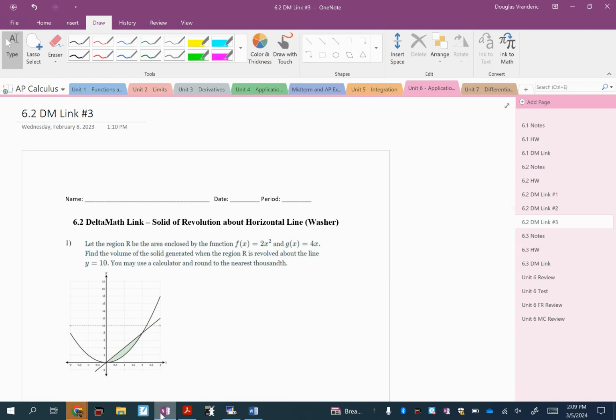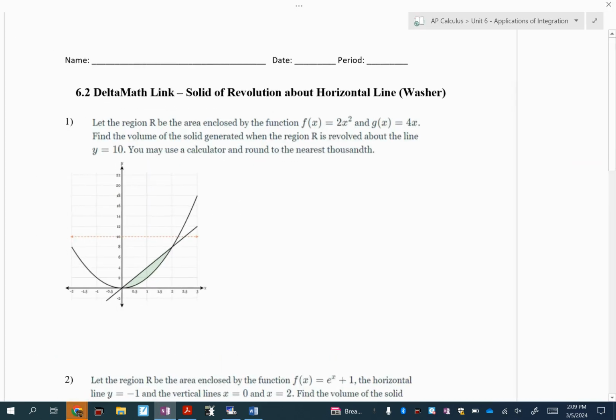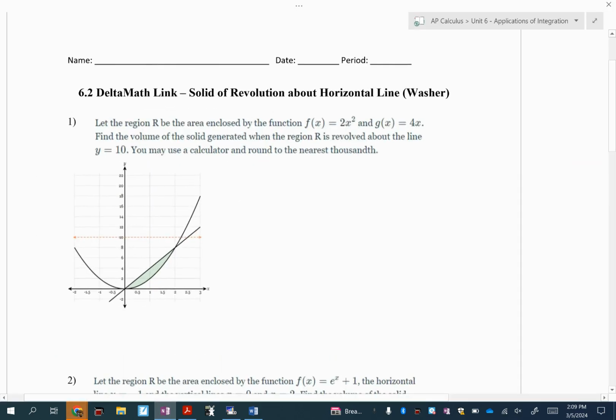If you've been following along the video before this, hopefully you had a chance to find the volume of regions revolved around an axis or a line. And every one that we did in the last video did not have any spaces.